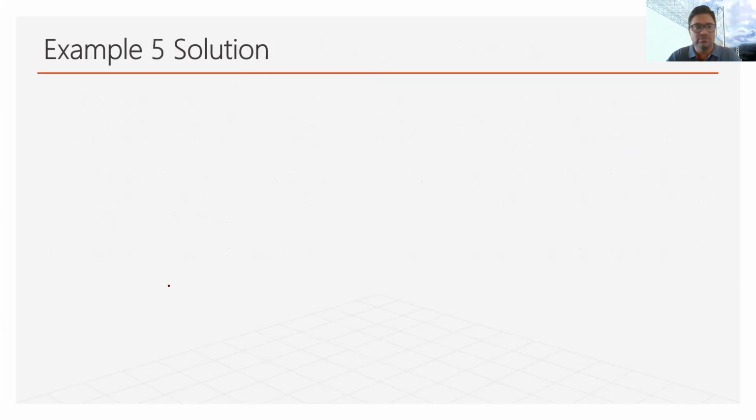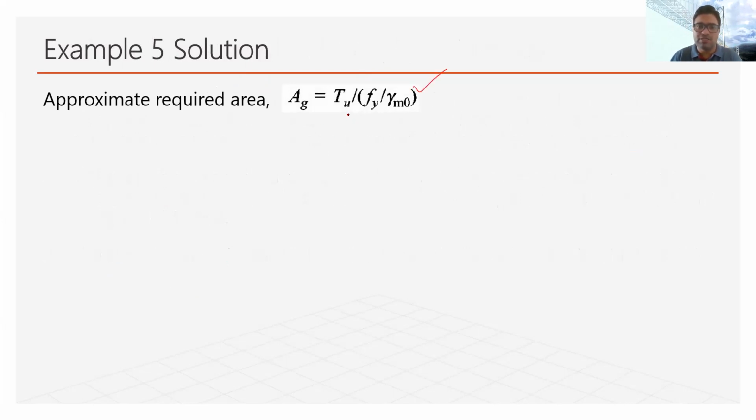So now we will start our solution. In the first step, we are required to find out the approximate required area. So we will use the second step directly, and we will use this formula. In this formula, Tu is the factored tension force, Fy is the yield strength, and gamma m0 is the partial safety factor on the strength.